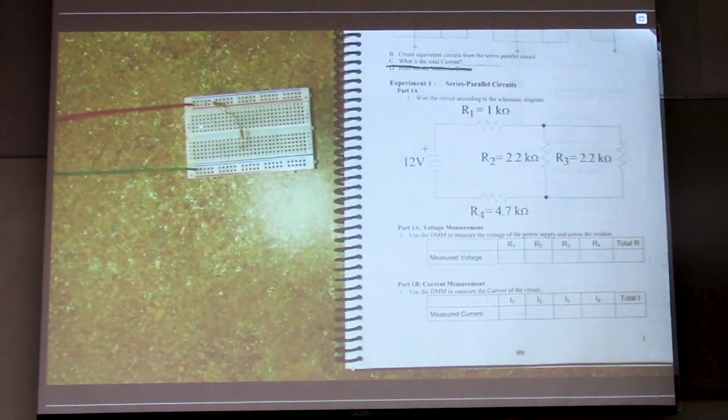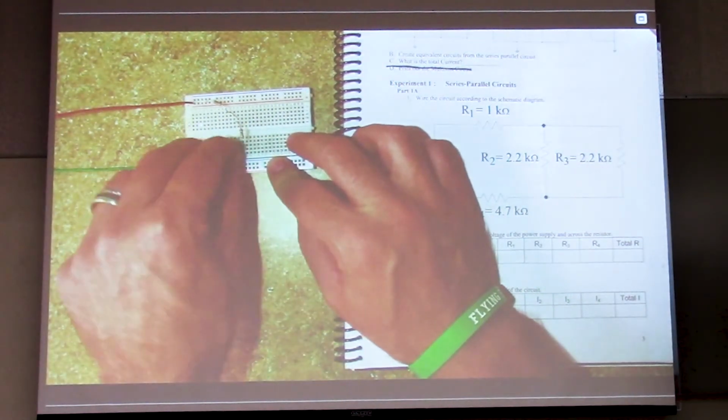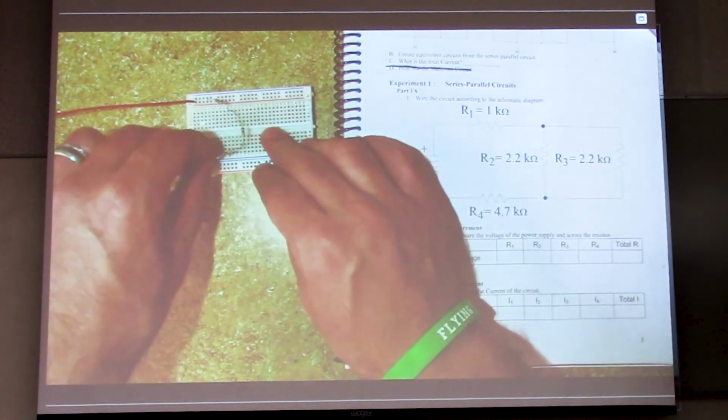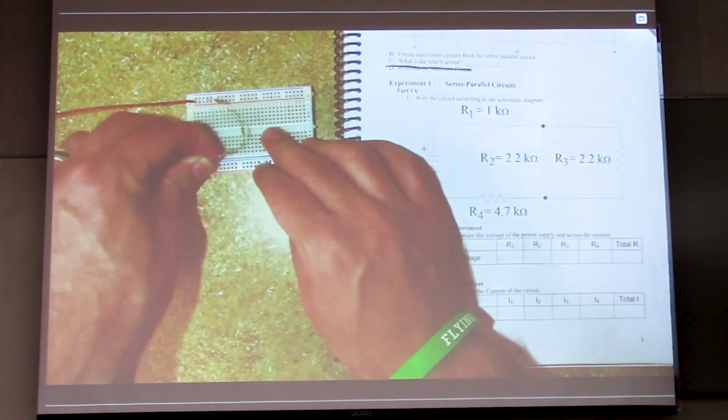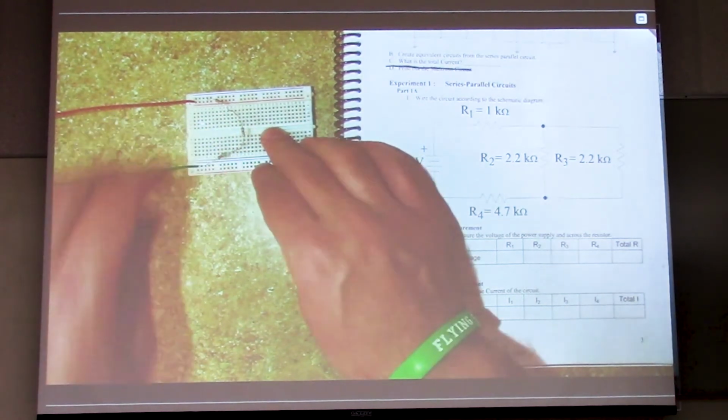and the second leg of the second resistor is on the opposite side of the channel. Finally, for R4 here, that's connected from the bottom of R2 back to the negative side of the power supply. So I'll put one leg of R4 connected to the second leg of R2, and then the other leg of R4 will go over there.